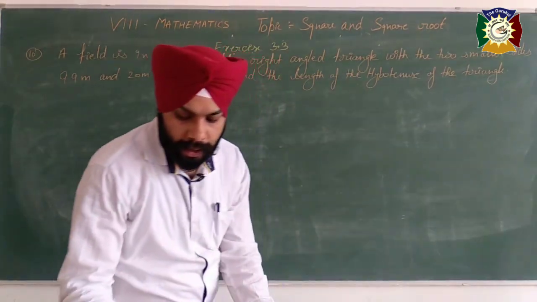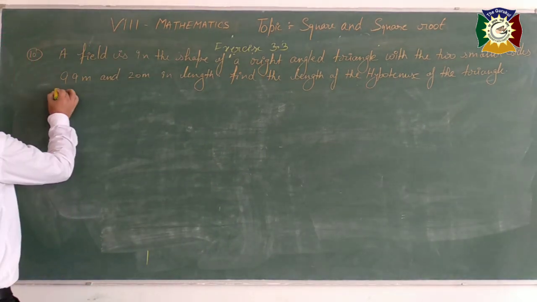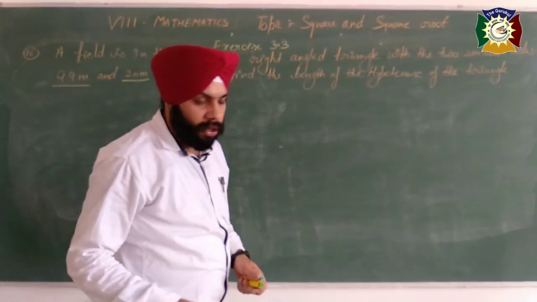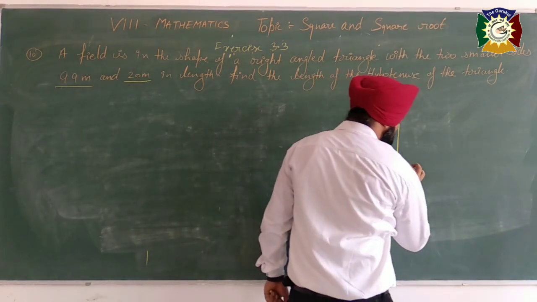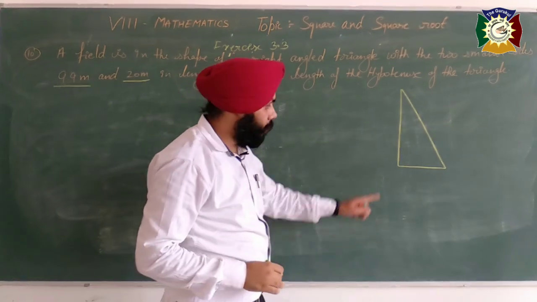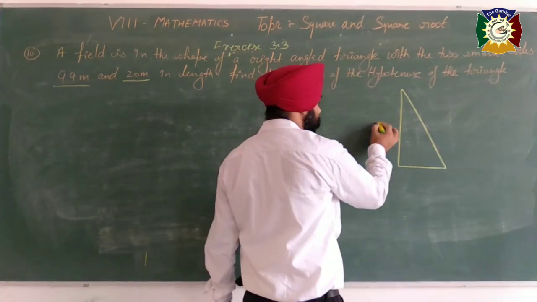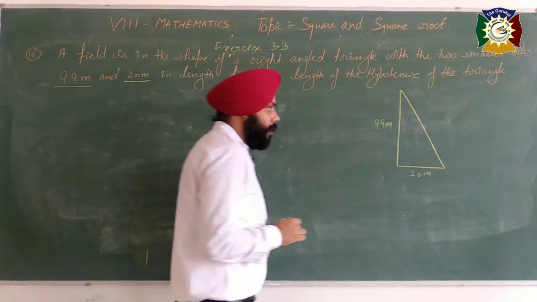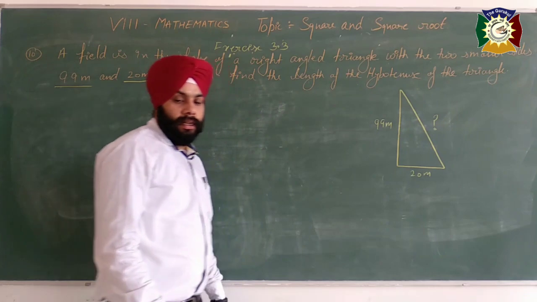For this, first of all, it is a right angle triangle in which the two smaller sides are 99 meter and 20 meter. For understanding this, you have to make a figure here. Suppose this one is your right angle triangle. Right angle triangle means one angle should be 90 degree. In which the two smaller sides, one side is 99 meter and the other one is 20 meter. And we have to find the hypotenuse of this triangle here.